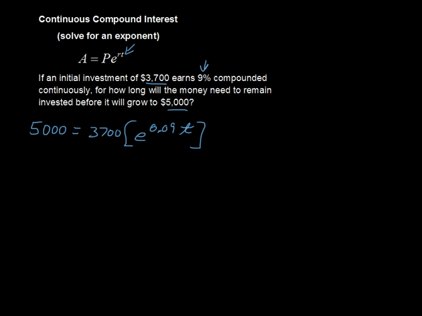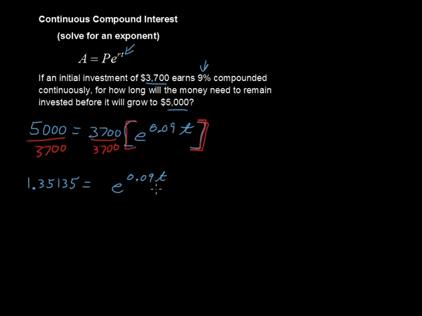Well, this entire part right here has to stay together for a while because of order of operations. So we're going to divide each side by 3,700. Let's do that real quick, and we're going to get some decimals. I'll round at a certain place. I'll just say it's 1.35135, and it repeats. 351 repeats, but I'll just round there, and then that equals e to the 0.09t.